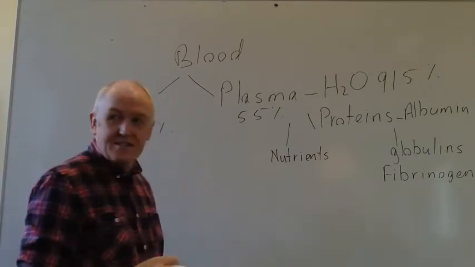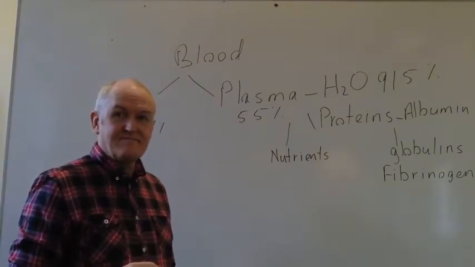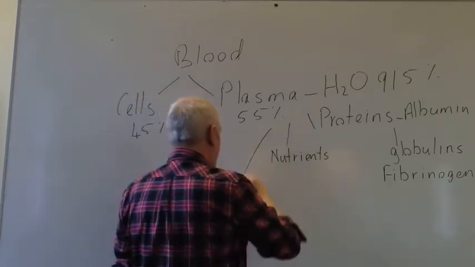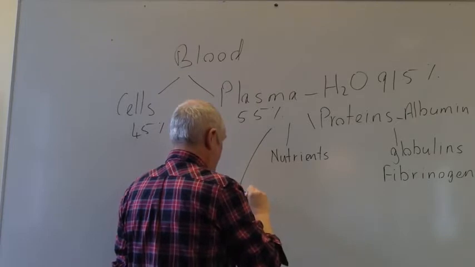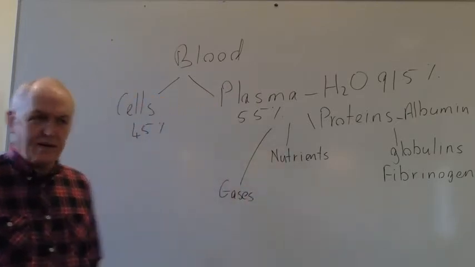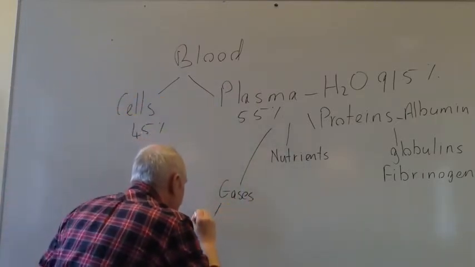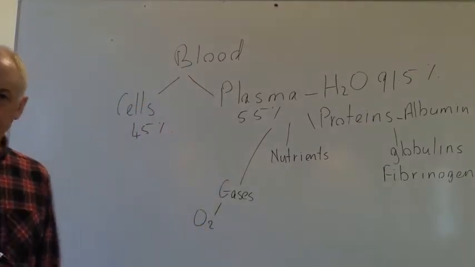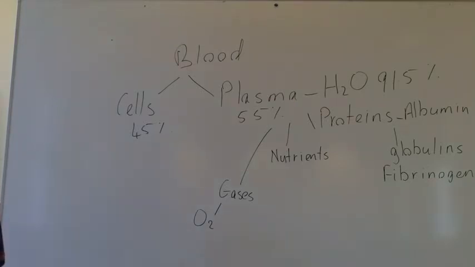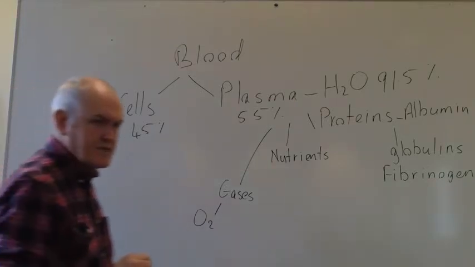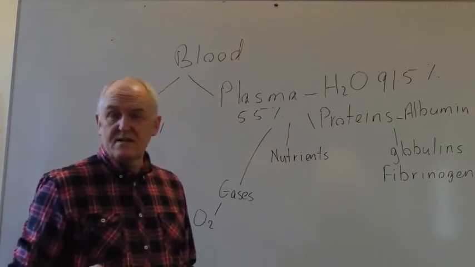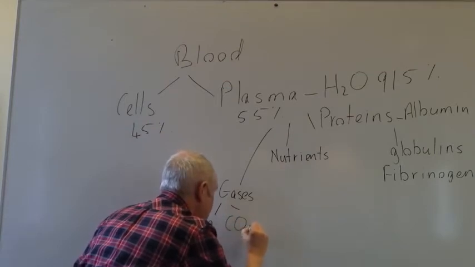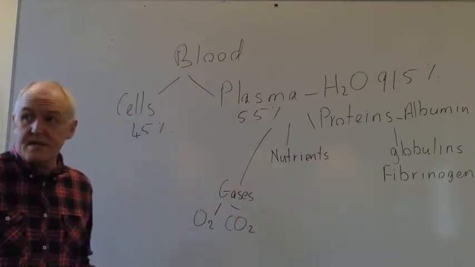So nutrients such as oxygen. No, we'll count that under gases. But seeing you mentioned it, we'll do that one now. So gases, yes, there is a little bit of oxygen carried in the plasma, not much. Maybe only 1% or 1.5% of the total. The vast majority of the oxygen, of course, is carried in the hemoglobin, isn't it? In the red blood cells. So there's a little bit. And there's also a little bit of carbon dioxide dissolved in the plasma also. So yes, it does carry some gases.